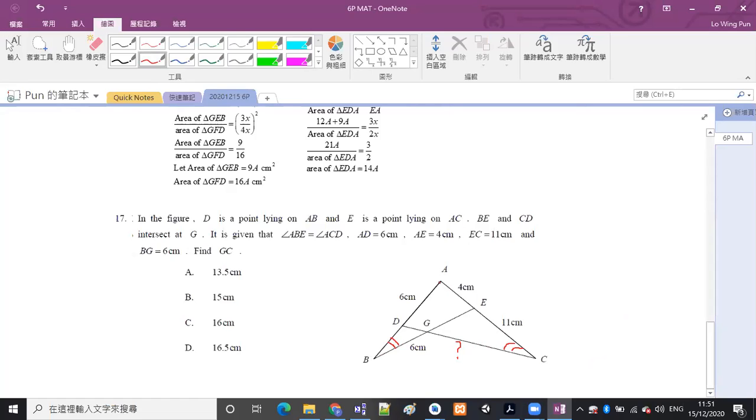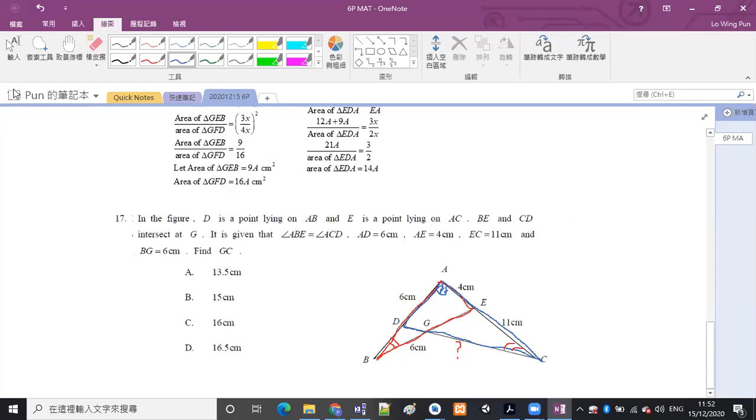我哋睇下呢一個 triangle ABE. Can you see this? And triangle ACD. Okay, so this angle is a common angle. This angle is a common angle. And then we have the other pair of equal angles. So the third angle will be automatically equal. So these two will be similar triangles, AAA.